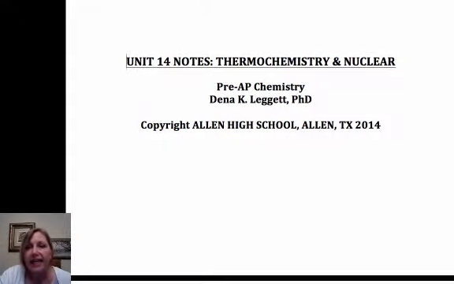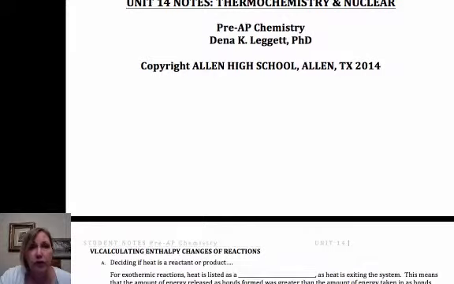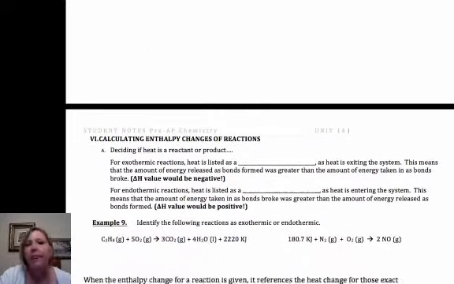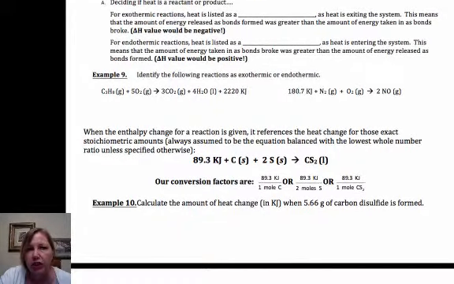Hi, welcome back. We're going to move on into our next segment of doing our thermochemistry calculations. This time, instead of phase changes, we're going to look at enthalpy changes in chemical reactions.